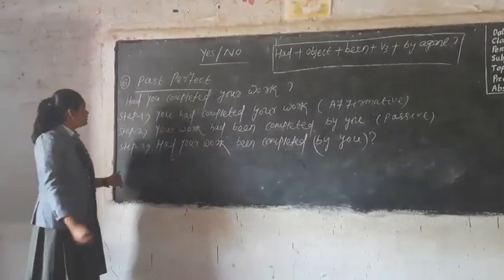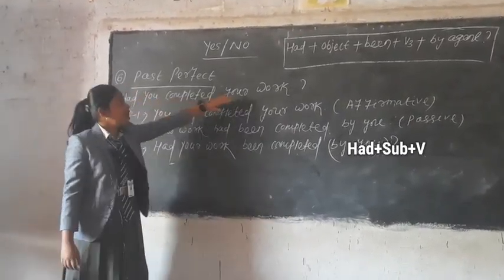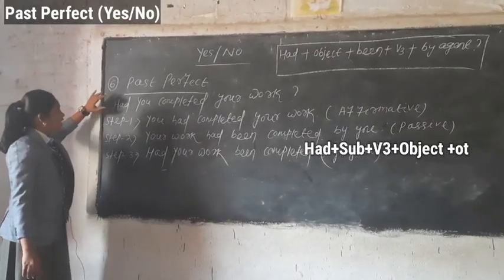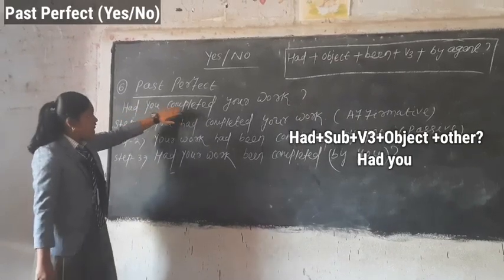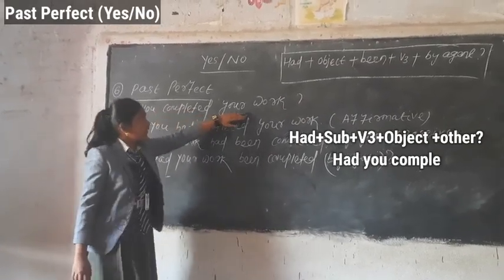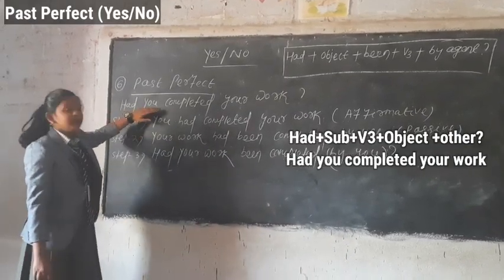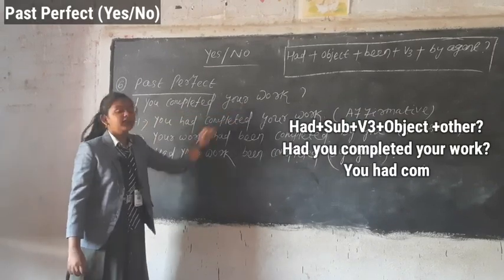In the active voice, let us take an example first. Had you completed your work? Here the structure is auxiliary verb, that is had, plus subject, plus verb 3, plus object. Had is the auxiliary verb, you is the subject, completed is in the verb 3 form and your work is the object.